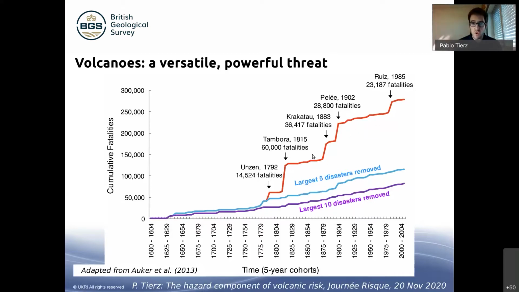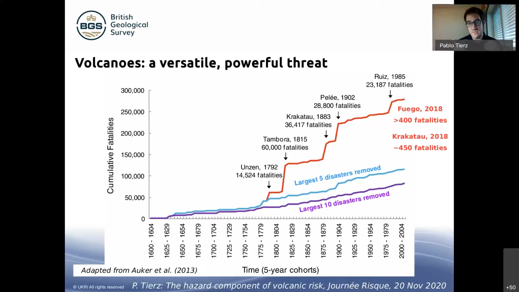But if we remove this, well, I would also like to add that there have been other disasters in 2010, like Fuego in Guatemala and Krakatau in Indonesia. So unfortunately, we keep seeing these kinds of disasters related to volcanic activity.